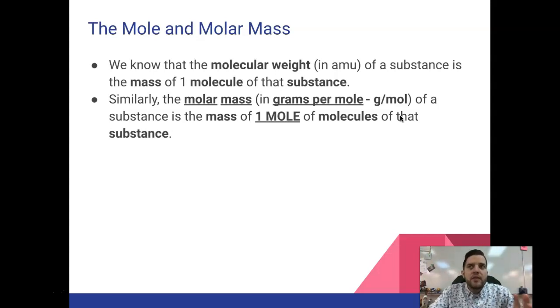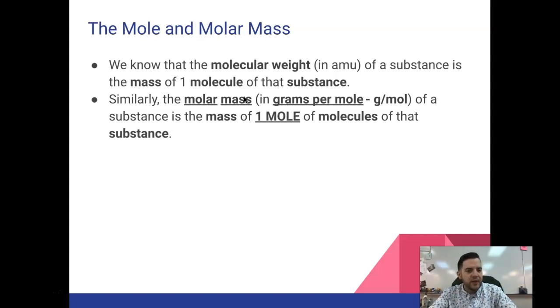So the mass of 1 mole of a substance is going to be a 1-to-1 ratio with the molecular weight of that substance. So the molar mass of a substance is a 1-to-1 with the molecular weight of the substance, but in a different unit. So molecular weight is in AMUs because we're talking about one molecule. Molar mass is in grams per mole, or grams most easily, but grams per 1 mole. And that is the mass of 1 mole of molecules of that substance.